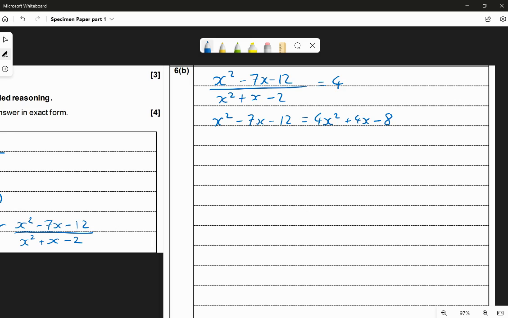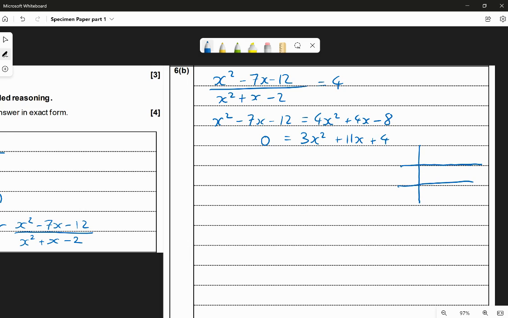Next, this is a quadratic equation. It's easier if I have the quadratic equation equaling 0. So I'm going to subtract x squared from both sides, add 7x to both sides, and add 12 to both sides. And I will get 0 is equal to 3x squared plus 11x plus 4. And I will think, okay, firstly, if I have a quadratic equation like this, can I factorize? And I'll try and do so.